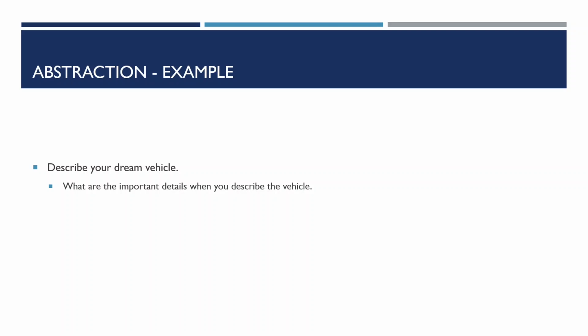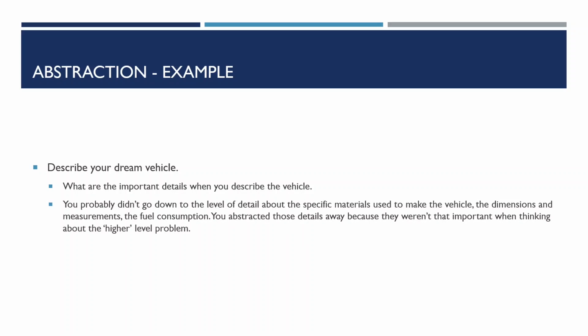So now that you've written down the most important things about your dream method of transportation, I just want you to think about it. You probably did it in an abstract way. What that means is you probably didn't go down to the level of detail about the specific materials used to make the vehicle, the dimensions and measurements, or how much fuel it consumed. You abstracted those details away because they weren't that important when you were thinking about the higher level problem. You took the core, most important details and designed your key vehicle. And that's what abstraction is about. It's focusing on the big ticket items. What's most important in this particular scenario?